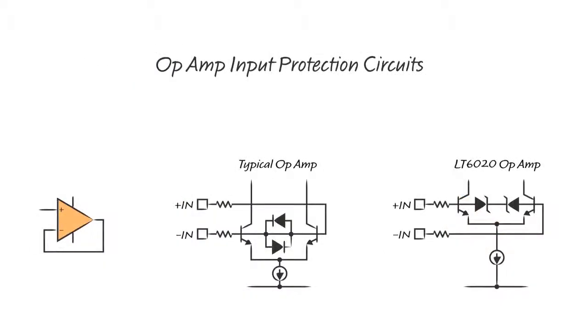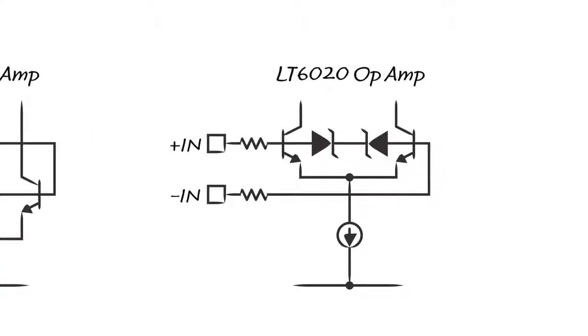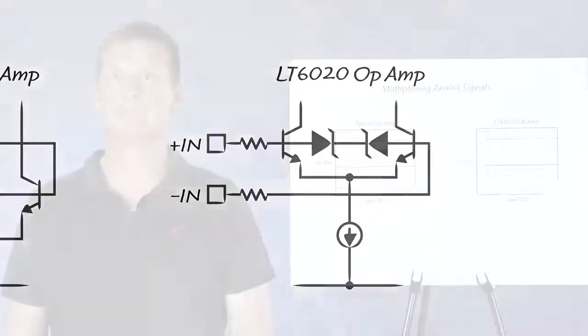The LT6020 op-amp offers a unique solution to this problem. The input devices are very accurate, but also robust enough to allow more than 5-volt reverse bias. Therefore, rather than internal protection diodes, a pair of back-to-back Zeners protects the input. As a result, no current spikes occur for input steps of 5 volt or less.